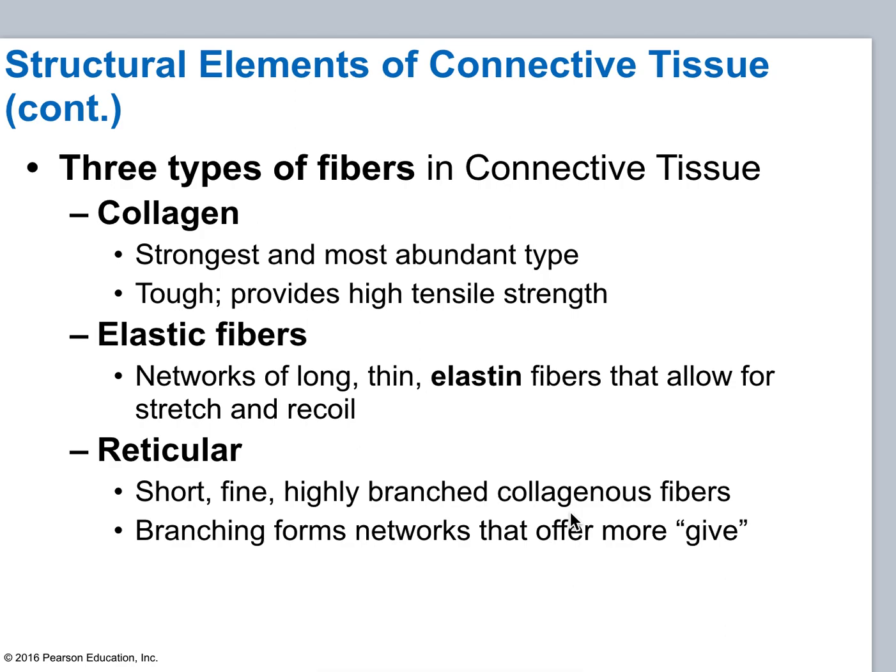The second thing connective tissue has is fibers. There are different types of fibers. There are collagen fibers, which are the strongest fibers, and they're tough. They provide a lot of strength. There are elastic fibers that are long and thin and allow for stretching and recoil. There are reticular fibers, which are short and highly branched collagenous fibers. All these are the different fibers that are seen in connective tissue.